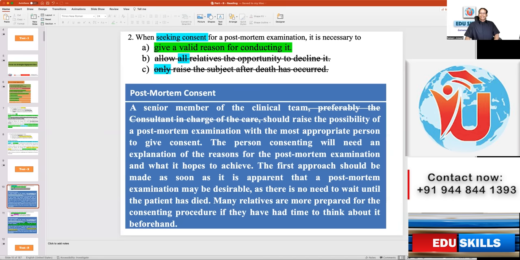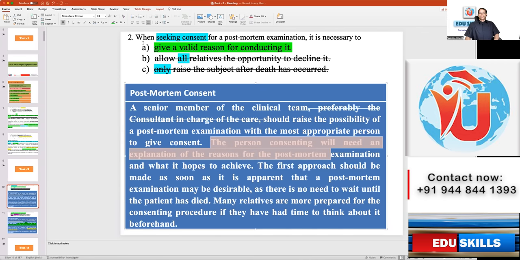Okay, so you can read: a senior member of the clinical team should raise the possibility of a postmortem examination with the most appropriate person to give consent. The person consenting will need an explanation of the reasons for the postmortem. Does it give you a clue? Yes. Give a valid reason for conducting? Valid reason. Yes, the answer is here soon after the topic sentence.